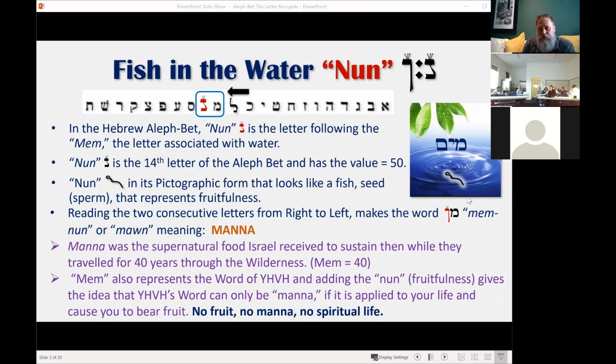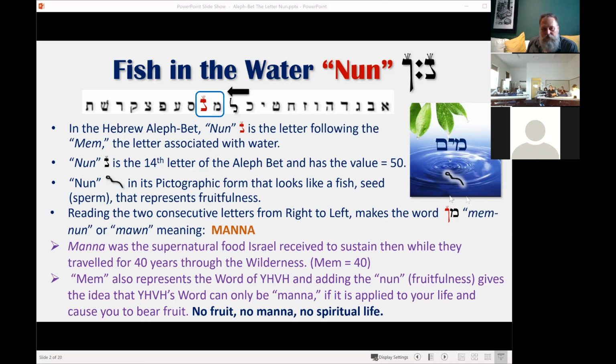And when you combine the two letters, Mem and Nun, because they are consecutive, the one following the other, and you read it from right to left, it's Mem Nun, that makes the word man, which is translated as manna. That gives us the storyline of Israel traveling through the wilderness, and they needed supernatural food to sustain themselves in the wilderness. Without the manna, they could not exist. Translating that back to the meaning of the letter Mem, it is the word of Yahweh that sustains life.